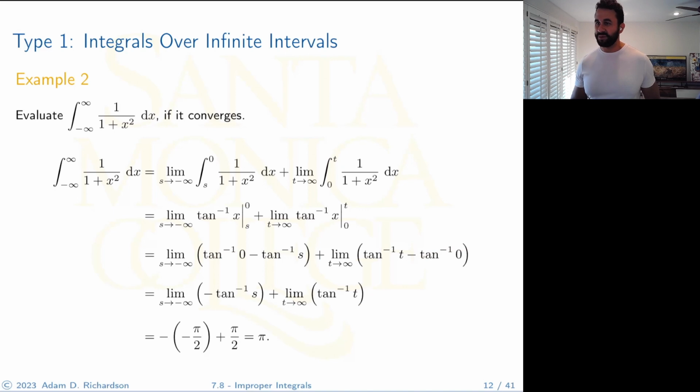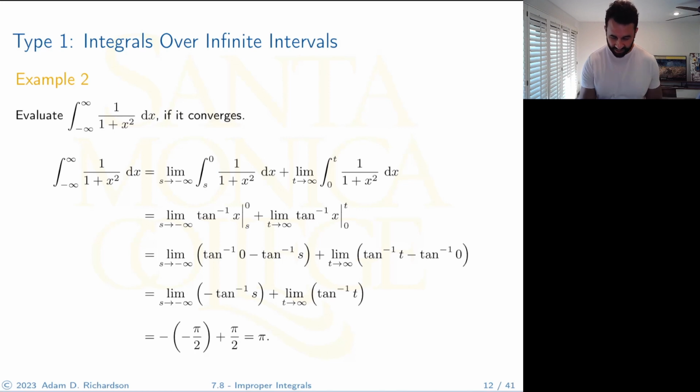But now this is one of those times where I want to remind you that we really, really love arctangent, because arctangent is bounded. The limit as s goes to negative infinity of negative arctangent is negative pi over 2, and the limit as t goes to infinity of arctangent is pi over 2. So this limit is pi. And so that means that the area under this curve on an infinite interval is pi. Pretty cool stuff, right?